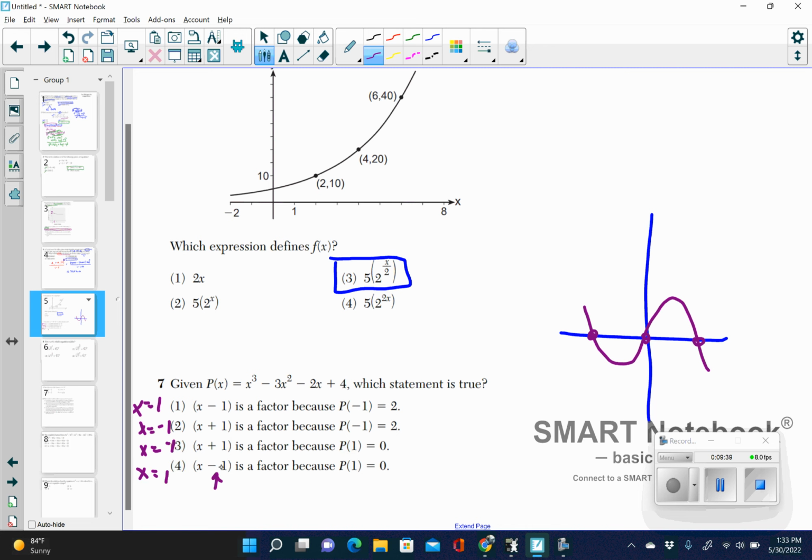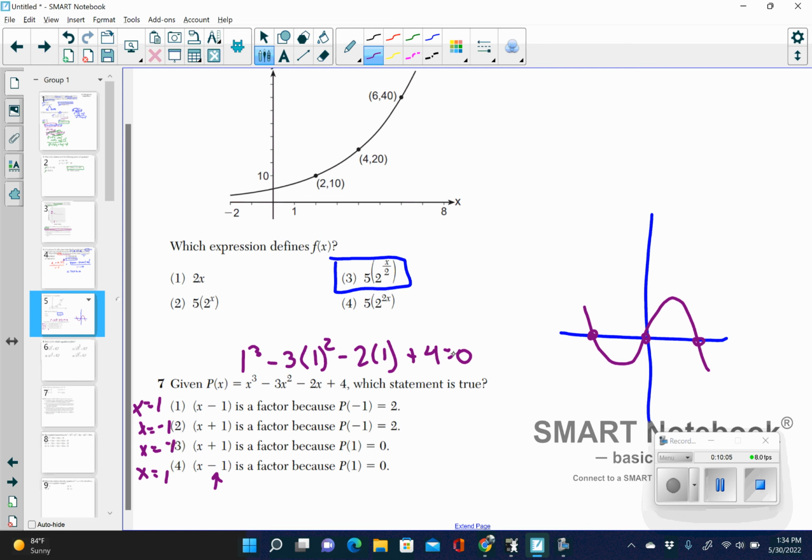We're going to just switch these signs right here, and we're going to see if it's a factor or not. So the easiest way to do this is to take the opposite of negative 1, which is positive 1, and plug it in here. So 1 to the third power minus 3 times 1 to the second power minus 2 times 1 plus 4, and see what that equals, and that's going to give me 0.